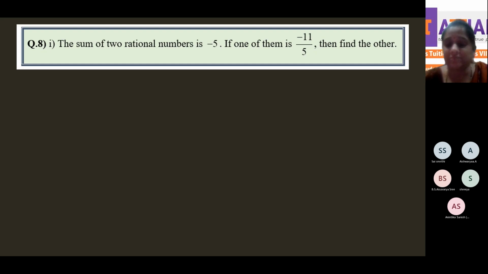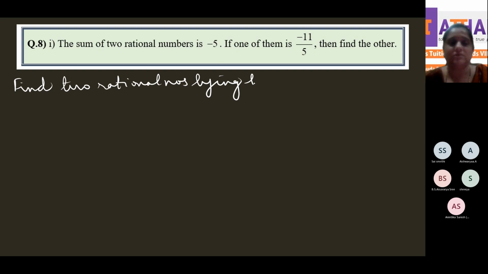Okay. Now I'll teach you another method by using the concept of mean. So find two rational numbers lying between minus 1 by 3 and 1 by 2. The question is: find two rational numbers lying between minus 1 by 3 and 1 by 2.